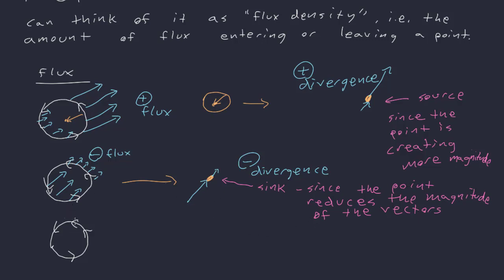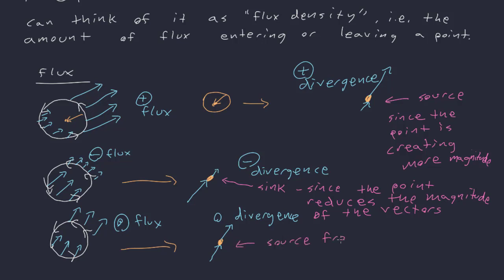Okay. And then how we have zero flux is essentially if the amount entering is the same as the amount leaving. So that could be zero flux. Or we could have a situation where there's no entering or leaving at all. And if we shrink that down to a point, that would be something like the point doesn't really affect the field at all. So this would be zero divergence, where we'll have no source or sink. We will call this source free because the point basically doesn't really do much. Or I should say the field is unchanged across the point.